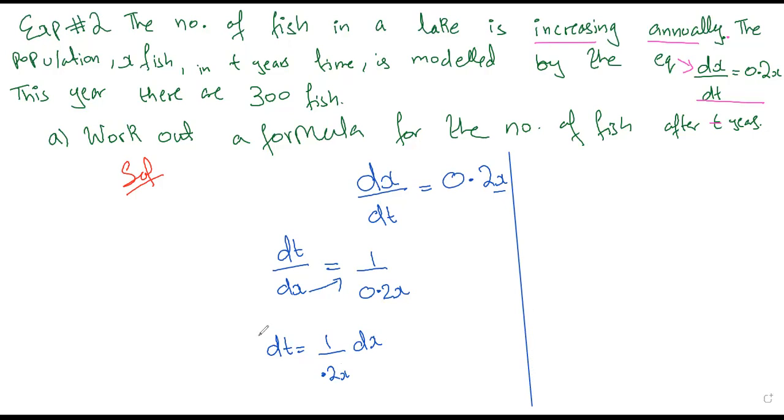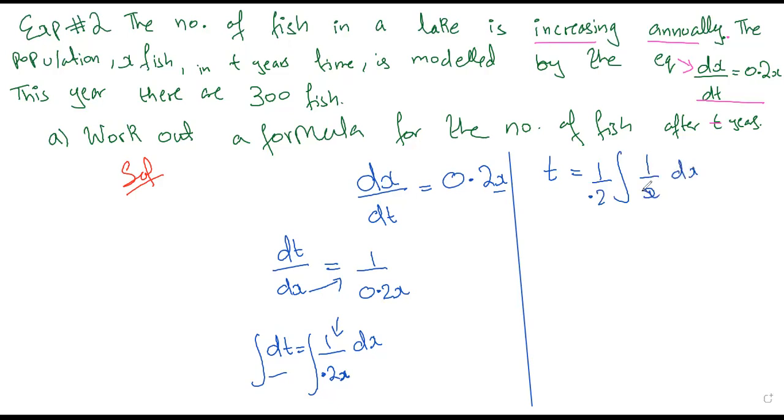Integrate it. Very good. So for this side, we will get t. And for this side, what will we get? We have x in the denominator and the derivative of x in the numerator, right? You can always write this as 1 by 0.2. You can take it out and you have 1 by x dx.